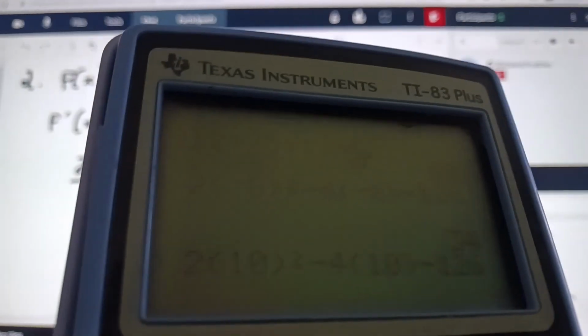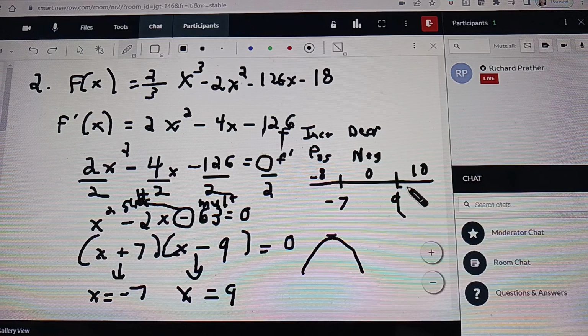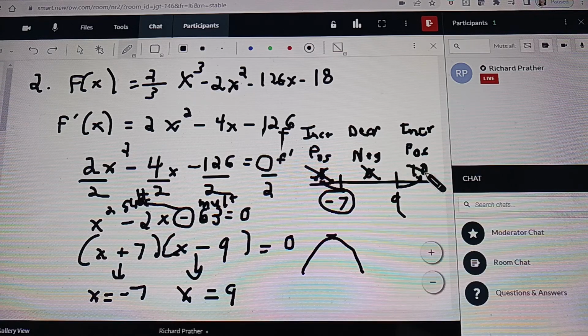Plug in 10, and I also got 34, which happens a lot where if you go 1 unit this way and 1 unit that way, often the answers are the same in polynomials anyway. So I got a positive there, and it's increasing. So we increase till we get to negative 7. Remember, we don't use these test points in the answer, so you might want to cross them out when you're done. You're going to increase till you get to negative 7. Then you're going to decrease until you get to positive 9. And then you're going to increase forever after.